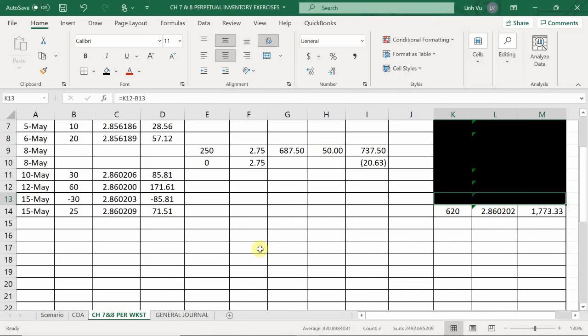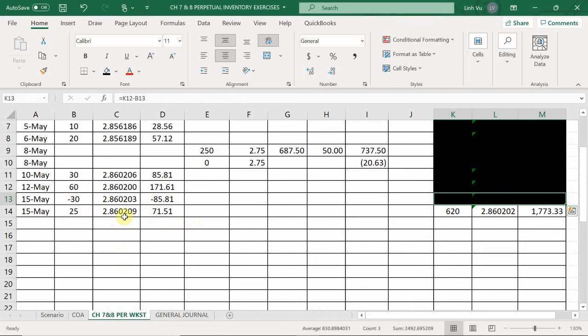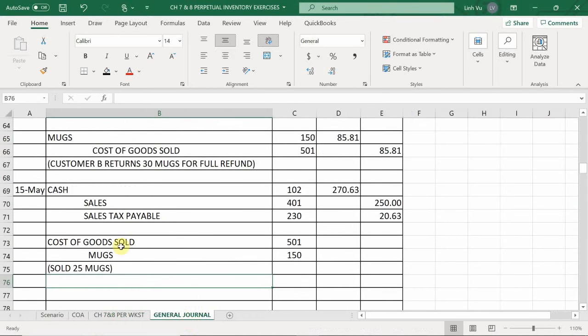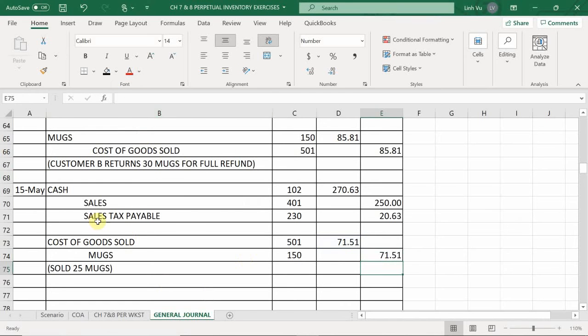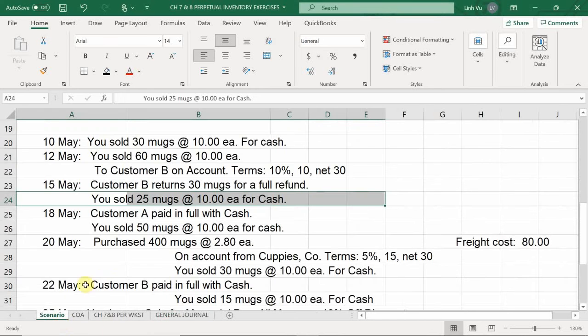All right, so let's see where we left off. In this case, we finished up on the 15th and completed calculating our cost of goods sold here. I believe we didn't journalize that part, so let's go ahead and journalize it for the 7151. I updated that one already, so that's good to go. So let's see what happened next.